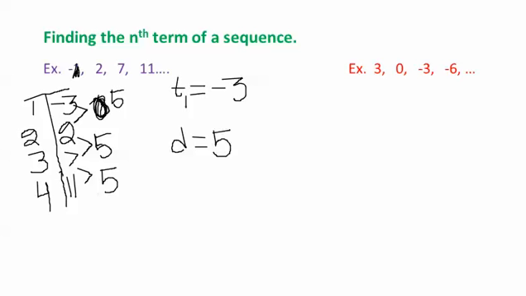I'm going to write this in my formula. T sub n equals my t sub 1, which is -3, plus my common difference, which was 5, open parentheses, n minus 1.